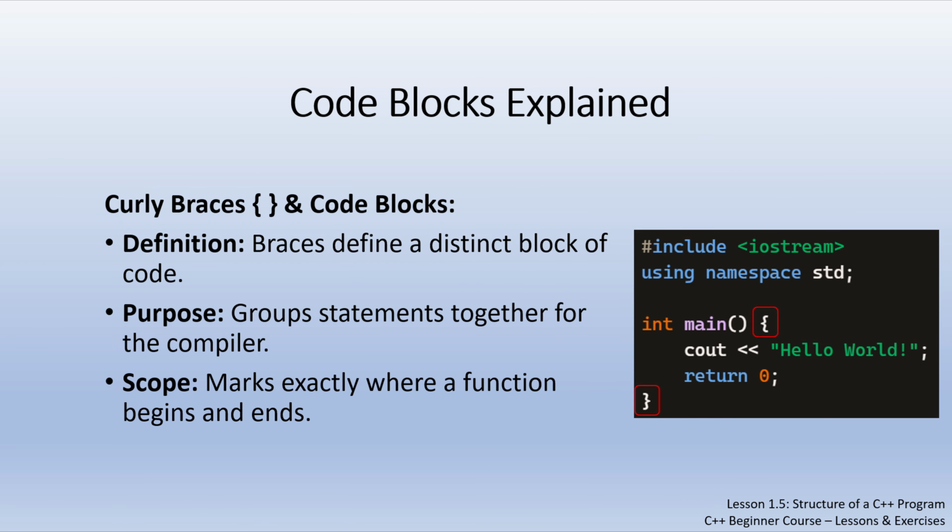Curly braces define what we call a code block. They group statements together and explicitly tell the compiler where a function, loop, or condition begins and ends. In this example, everything inside these braces belongs strictly to the main function. You will see and use these braces everywhere in C++.